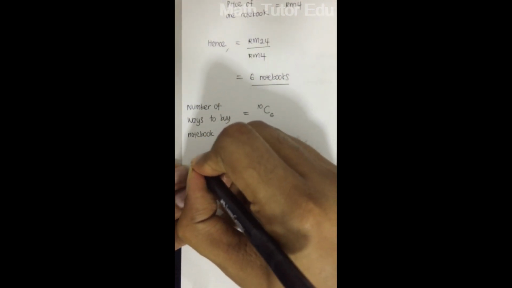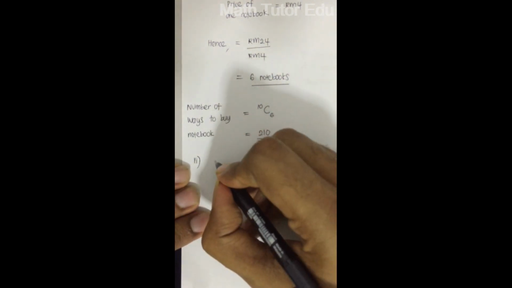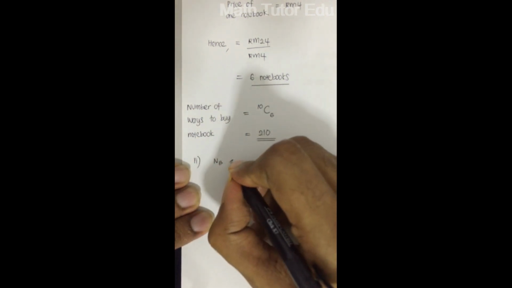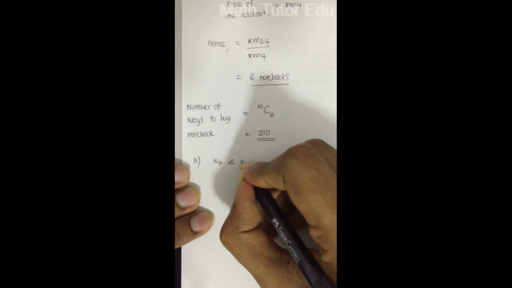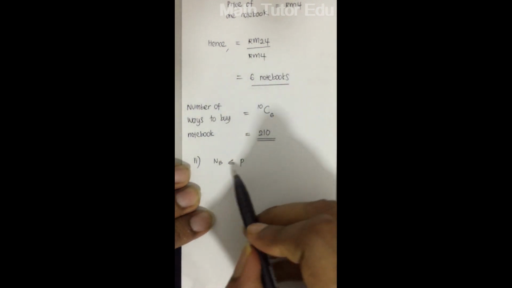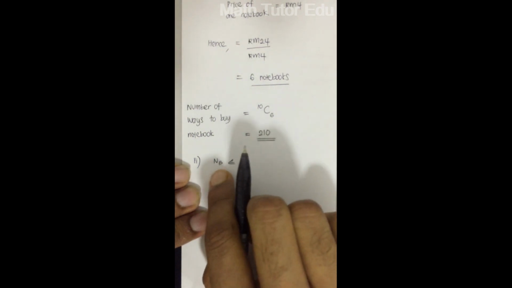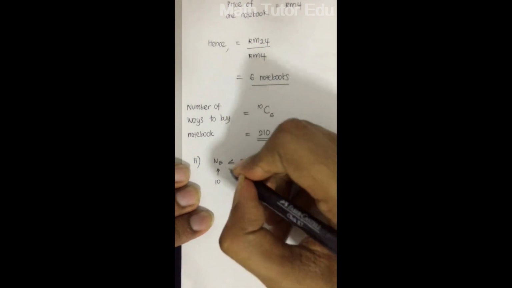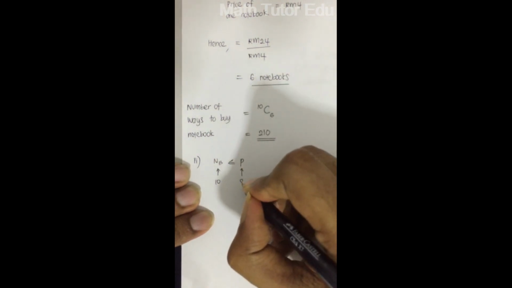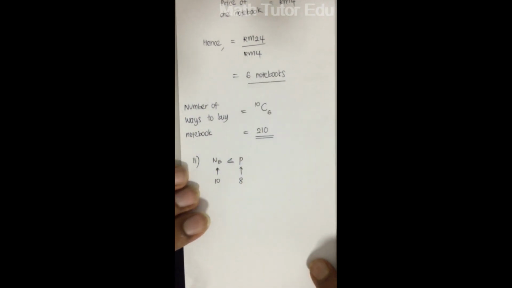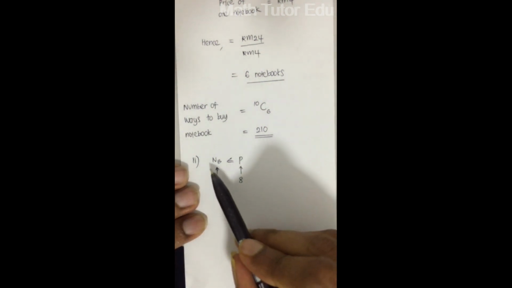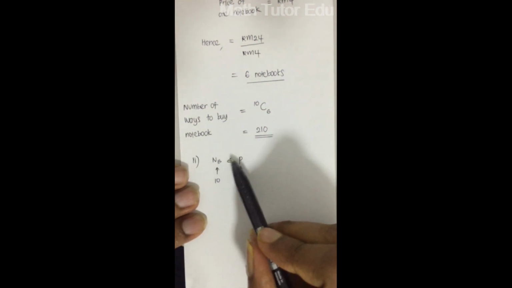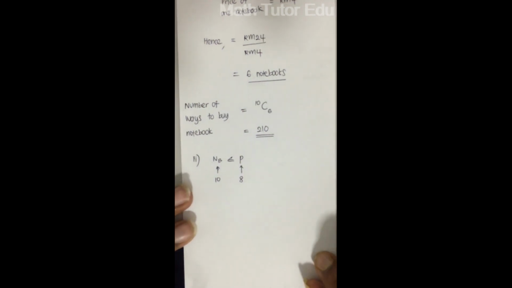So let us write our working here. N subscript B is denoted as notebook, so N_B should be less than or equal to P, small letter P, which denotes pen. Here you have 10 notebooks and you have 8 pens, and this condition you have to fulfill, where the number of notebooks should be less than or equal to the number of pens.